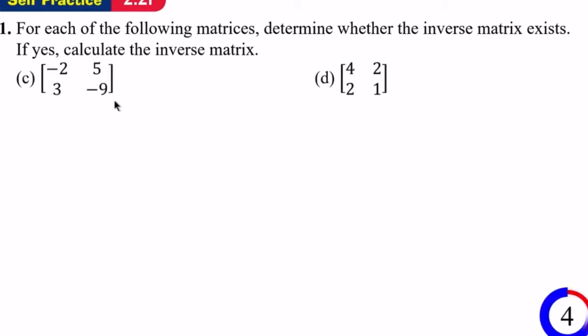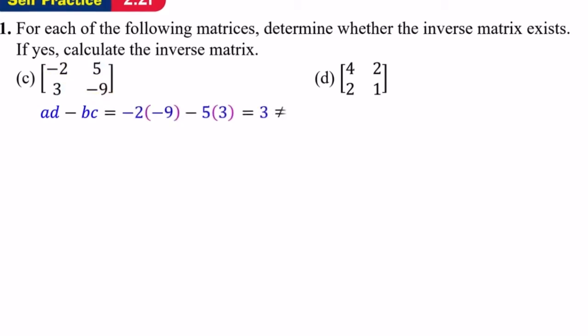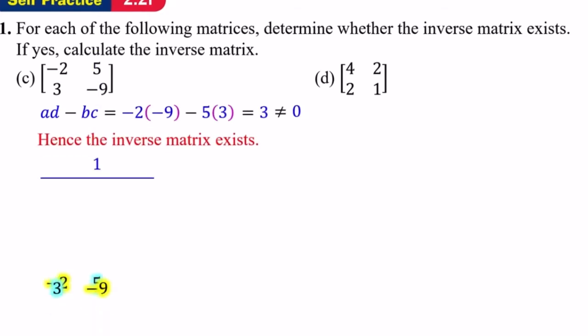So let's see this one. For each of the following matrices, determine whether the inverse matrix exists or not. AD minus BC, negative 2 times negative 9 minus 5 times 3, we will have the answer 18 minus 15, which is 3, not equal to 0. Hence the inverse matrix exists.